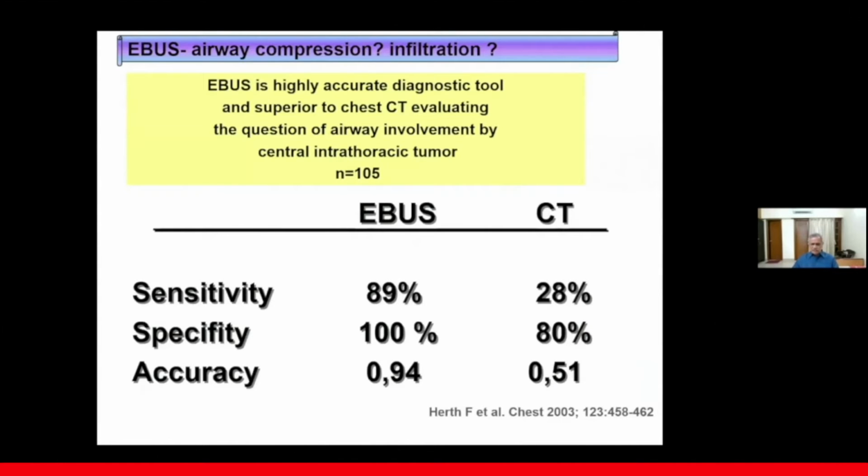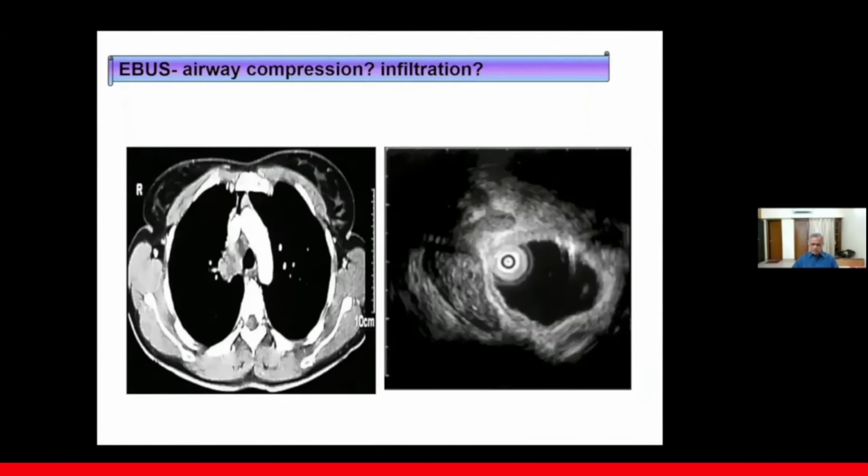The sensitivity of the EBUS is about 89% compared to the CT. Many times we'll be missing it. Many times surgeons would tell you there's a tough case, the airway was involved very badly. The specificity of the EBUS is about 100%, whereas in CT it is about 80%. The accuracy rate is 0.94, whereas in CT it is about 51%. Without doubt, EBUS is an important tool.